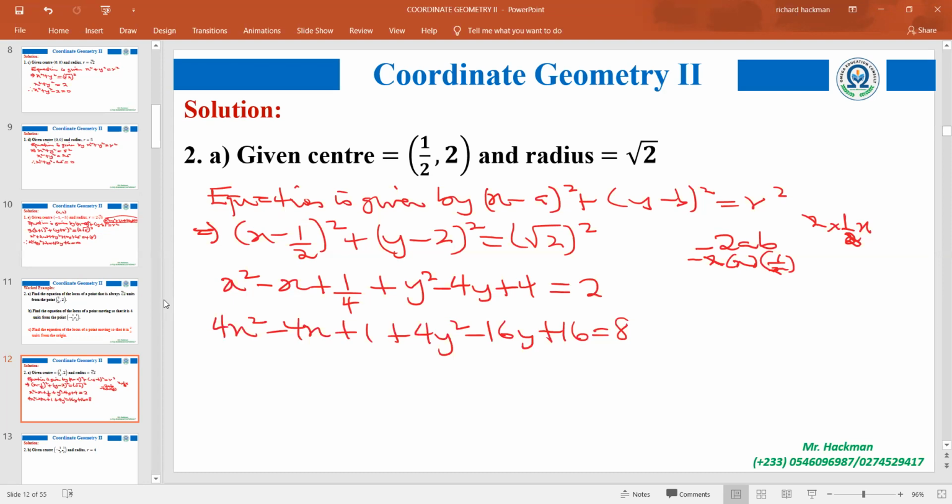Okay, so now that we've cleared the fraction, we'll go back to our usual one. Rearrange in terms of the degrees, sorry, descending powers. Then you combine like terms. So I'll get 4x squared plus 4y squared, minus 4x minus 16y. Then this one will give you 16, plus 1, that will give you 17. 17 minus 8, that will give us plus 9. Am I right? And that will be equal to 0.